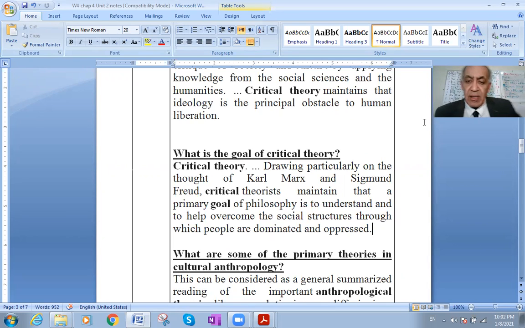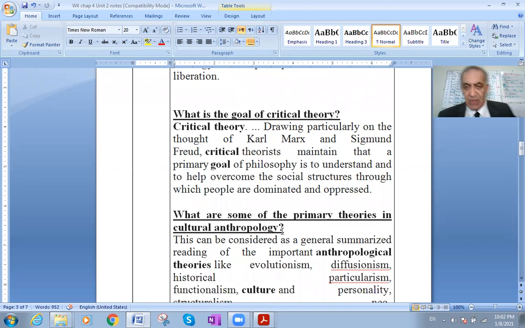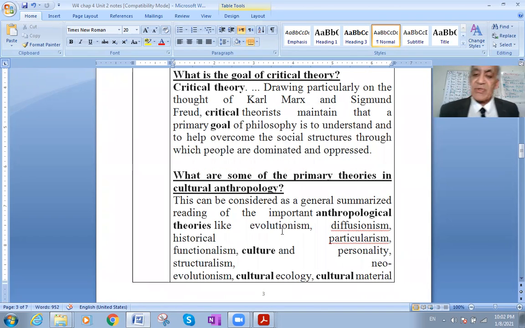Well, critical theory, drawing particularly on the thoughts of Karl Marx and Sigmund Freud, like we said before, maintains that the primary goal of philosophy is to understand and to help overcome the social structures through which people are dominated and oppressed. Okay? Let's go to the next question.